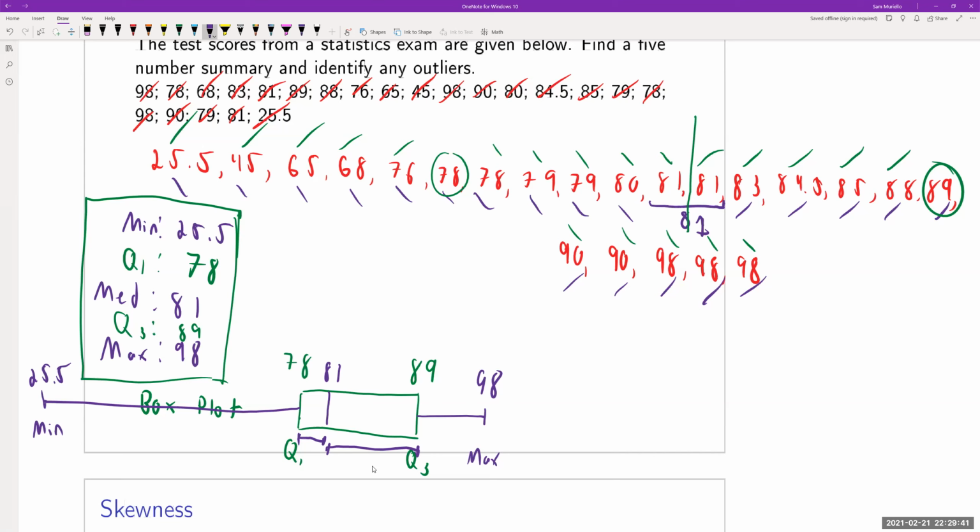To find the IQR, which we will need to identify outliers, we will take Q3 minus Q1, which will be 89 minus 78, which is equal to 11. We'll need 1.5 times the IQR, which is 11 times 1.5, or 11 plus 5.5, so that'll be 16.5.